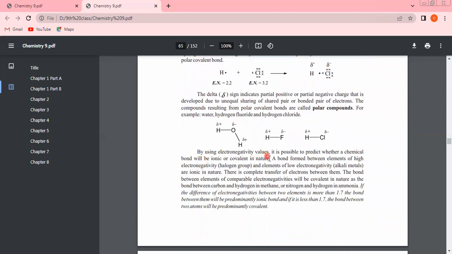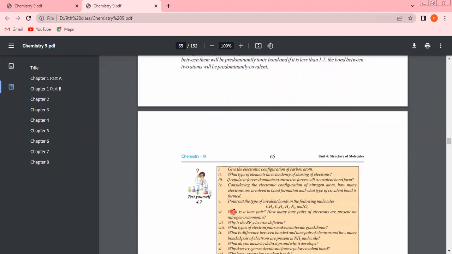By using electronegativity values, it is possible to predict whether a chemical bond will be ionic or covalent in nature. A bond formed between elements of high electronegativity, such as the halogen group, and elements of low electronegativity, such as alkali metals, is ionic in nature. There is complete transfer of electrons between them. The bond between elements of comparable electronegativities will be covalent in nature, as the bond between carbon and hydrogen in methane or nitrogen and hydrogen in ammonia. If the difference of electronegativities between two elements is more than 1.7, the bond between them will be predominantly ionic, and if it is less than 1.7, the bond between two atoms will be predominantly covalent.